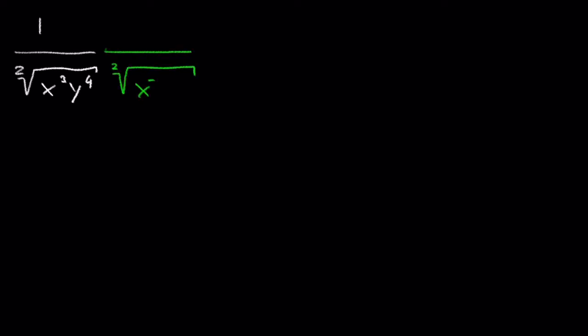1 over the square root of x to the 3 times y to the 4. Multiplying with the square root of x to the negative 1 times y to the negative 2.